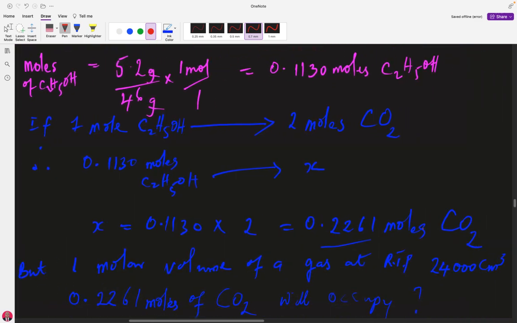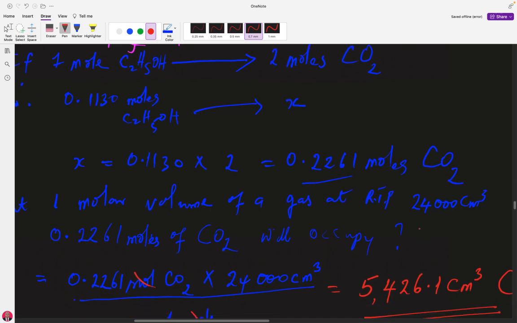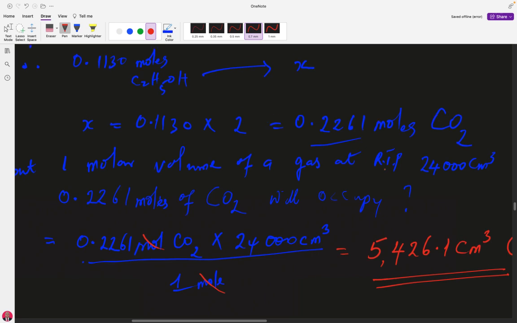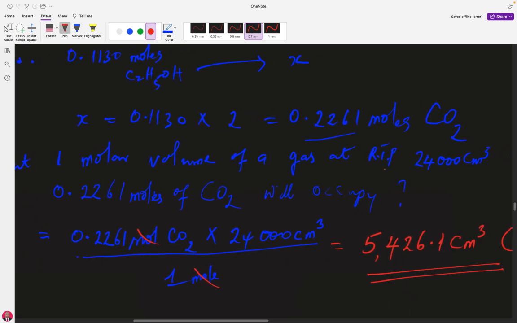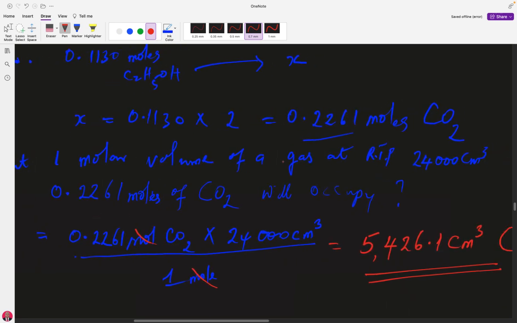We did our calculation gently, and the number of moles of carbon dioxide produced was 0.2261. But we have been asked to calculate at room temperature and pressure. And I said 1 molar volume of a gas at room temperature and pressure occupies a volume of 24,000 cubic centimeters. But it is at standard temperature and pressure, STP, that it will be 22.4. But this one is 24.